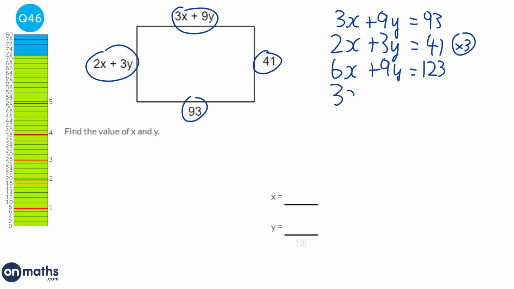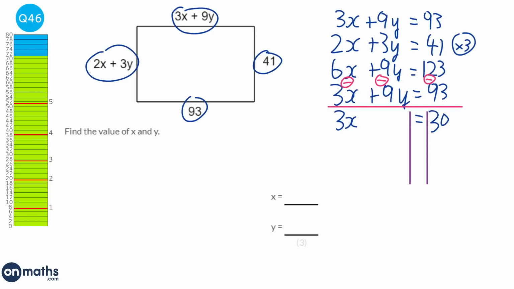And I'm just going to write in the first equation underneath, because with simultaneous equations we work downwards. Now looking at the signs, they are the same, and the s in same is the s in subtract. So we're going to subtract going downwards. So 6x take away 3x is 3x. 9y take away 9y is nothing, which is good. That's what we need. And then 123 take away 93 is 30. We're going to get our solving lines in, and we're just going to divide by 3 both sides. So we've got x equals 10.